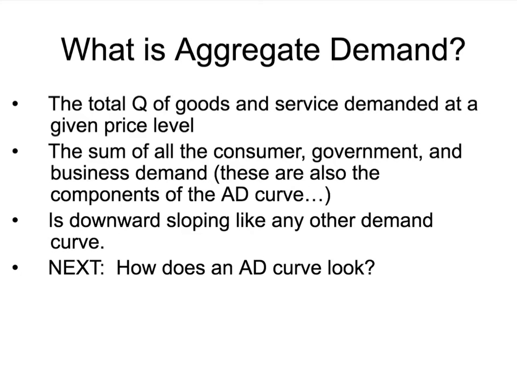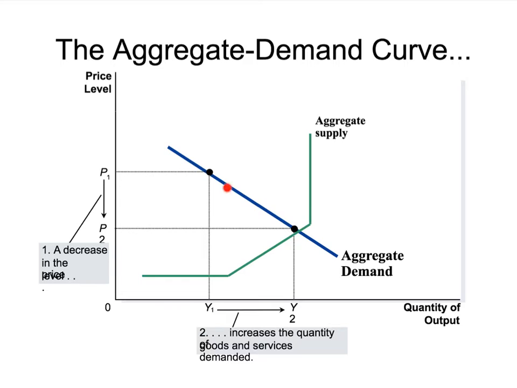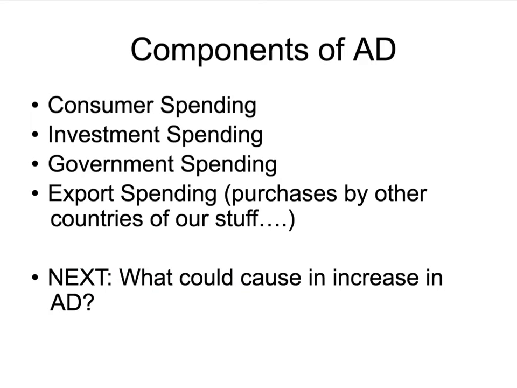Next. Aggregate demand is basically the total quantity of goods and services demanded at a given price level, and it is downward sloping like all the other demand curves we've drawn this year. Next. So in blue you can see the aggregate demand curve sloping downwards, and then a version of the aggregate supply curve. The shift factors for aggregate demand are if consumers spend more or less, investment, meaning businesses spend more or less, government spends more or less, or foreigners spend more or less. So exports and imports have an effect on aggregate demand.